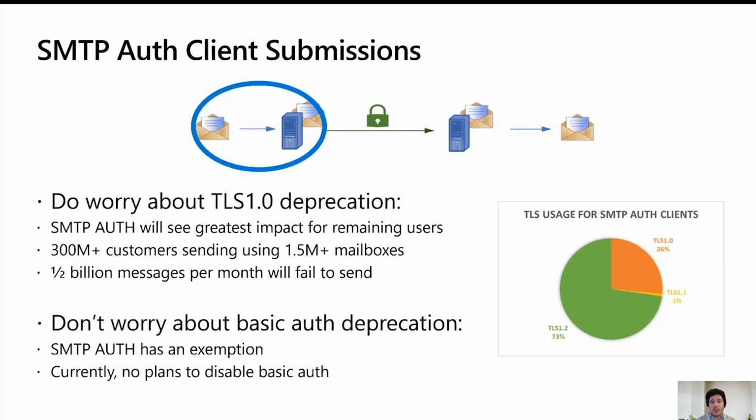However, it does mean that you need to be proactive around protecting yourself against attacks. We have settings where you can disable SMTP Auth for mailboxes that are not using it. We're being proactive, and we've already disabled it for new tenants. So they would then have to enable it for mailboxes on a case-by-case basis if that mailbox needs to use the protocol. And we can say that currently we have no plans to disable basic auth for SMTP Auth.